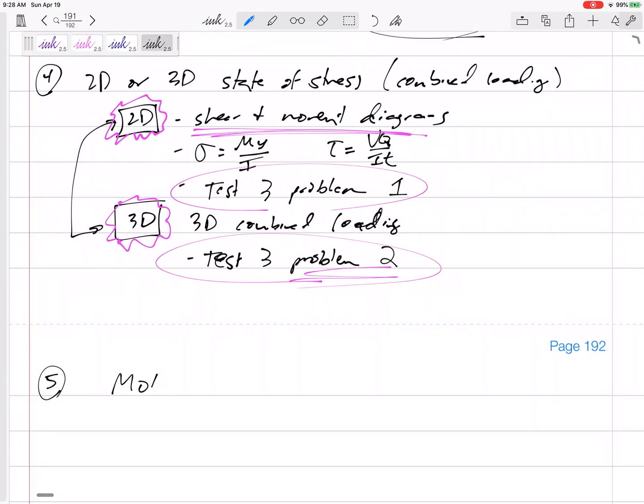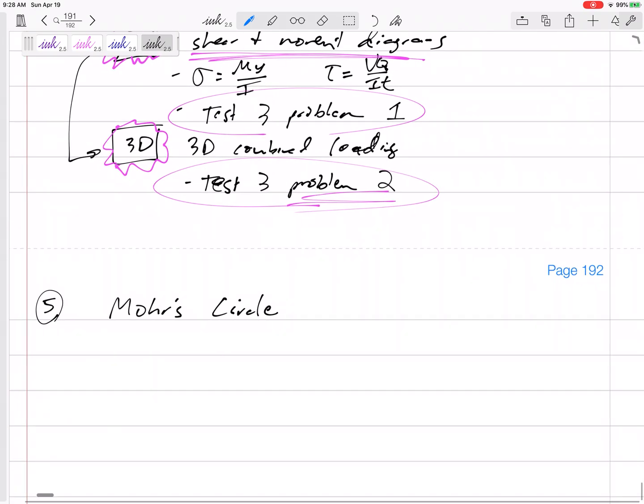All right, problem number five will be a Mohr circle. You will have to draw the Mohr circle and then do one of three things, or not one of three things, probably maybe all three, but you might have to do a couple of things. In addition to drawing the Mohr circle, you might have to find the stress at a different orientation.